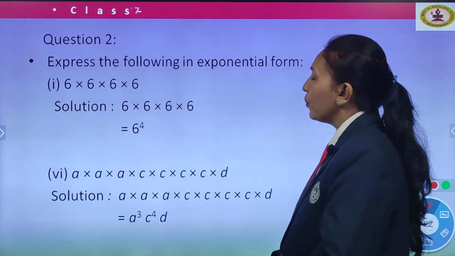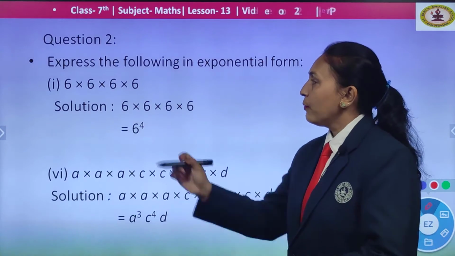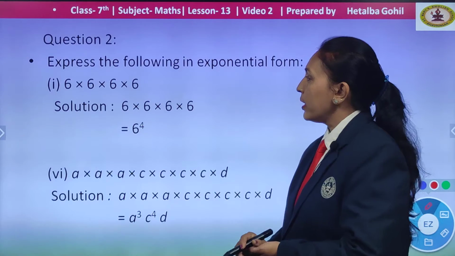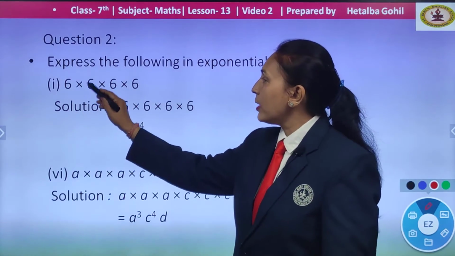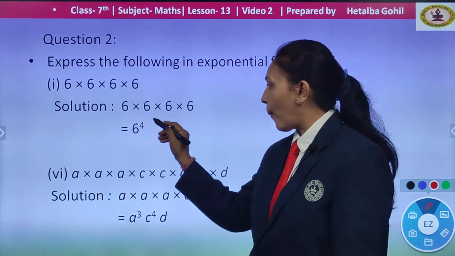Question number 2. Express the following in exponential form. Now we have to count and put it in the form of exponential form. Okay. So here 6 is multiplied 1, 2, 3 and 4 times. That means 6 raised to 4.